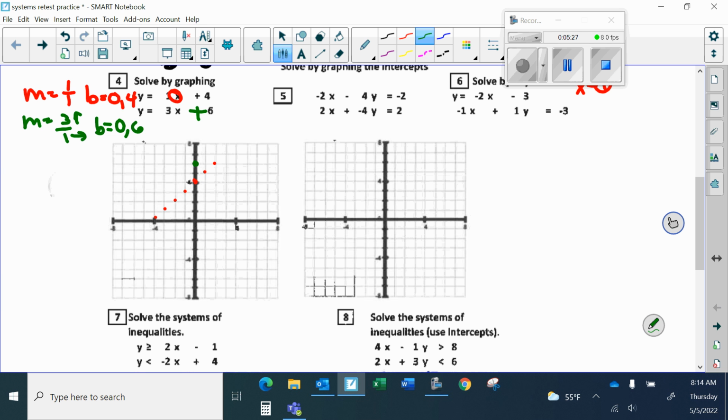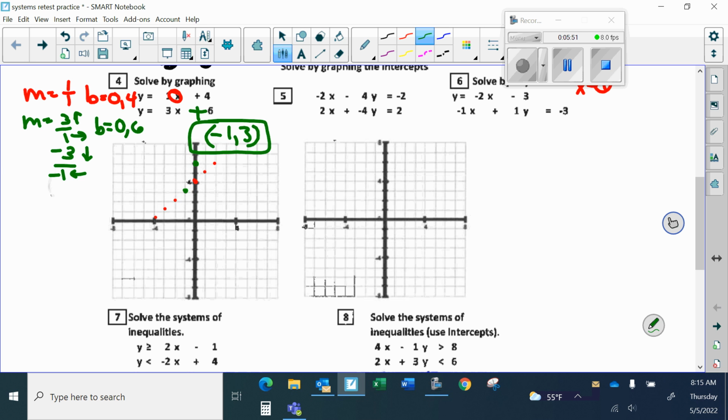So y is 6. If I went up 3 and right 1, it would take me off the graph. So let's go down 3 and left 1. That's still positive 3. So down 1, 2, 3, and left 1. Oh, it's right there. There's my overlap. So what is that point? Negative 1, comma 3. Okay, that's what I should see.